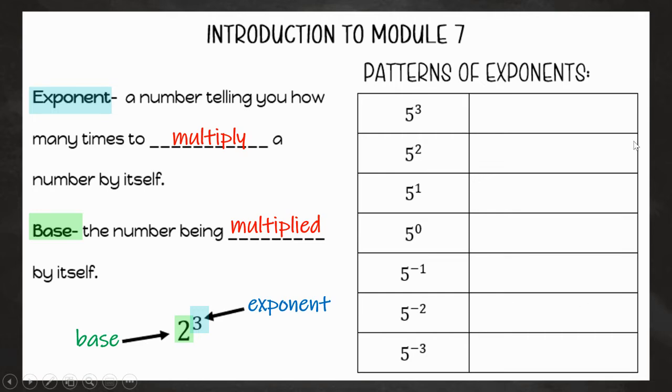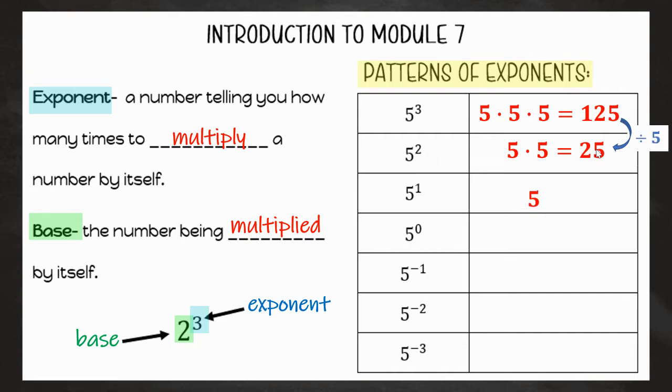So there are some patterns with exponents that can help us remember what to do with them. So if we have 5 to the third, that's the same thing as having 5 times 5 times 5. So that's equal to 125. If we have 5 to the second, then we have 5 times 5, which is equal to 25. You'll notice here to go from 125 to 25, what I really did was divide by 5.